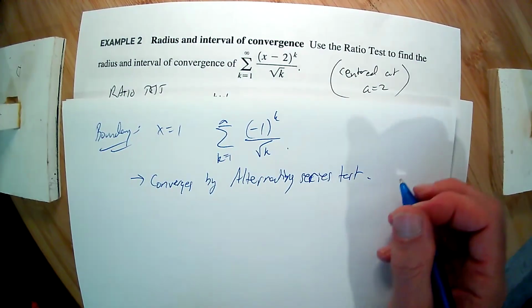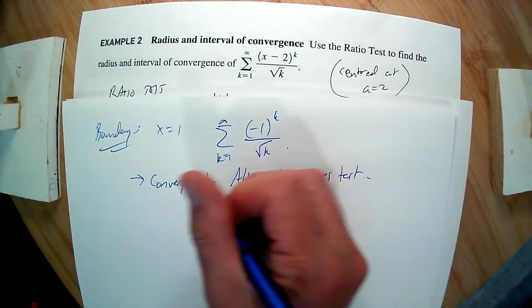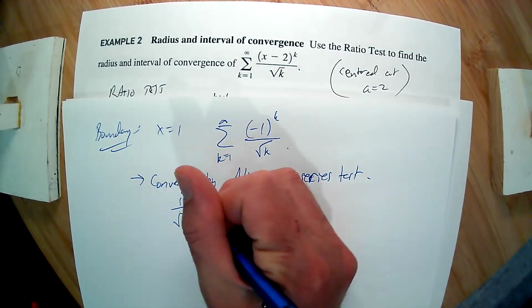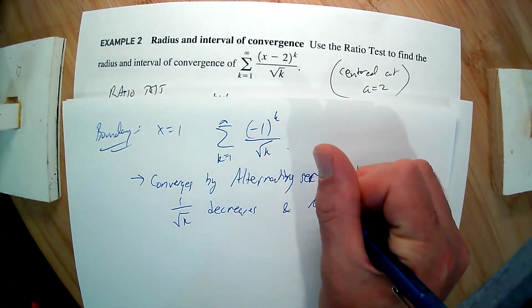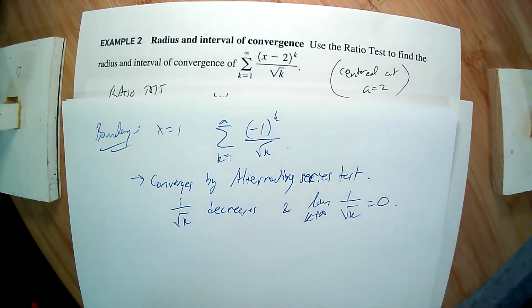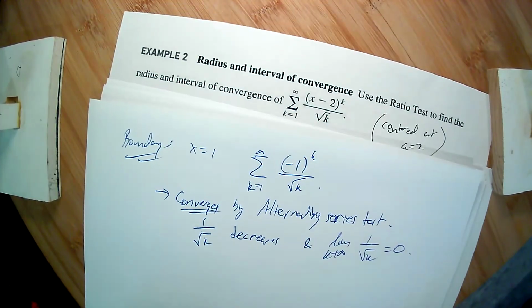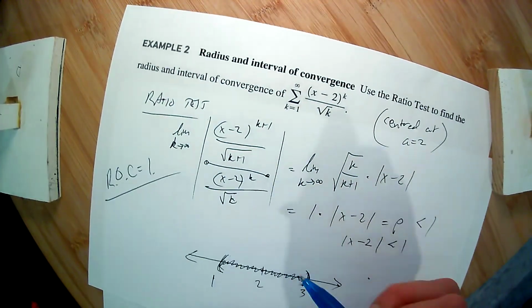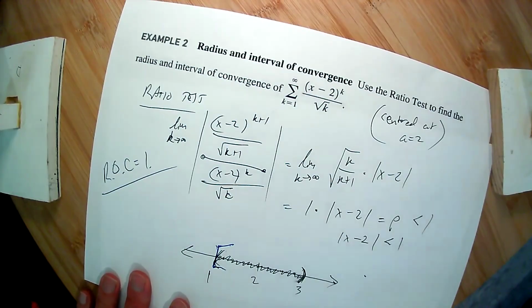Okay, all right, it's alternating. The term size is 1 over the square root of k. It decreases. And the limit as k goes to infinity of 1 over root k is equal to 0. Okay, so basically what I've got to do is update a little bit here. Instead of having a parenthesis here, I want to put a bracket because I know that that should be part of my interval of convergence.